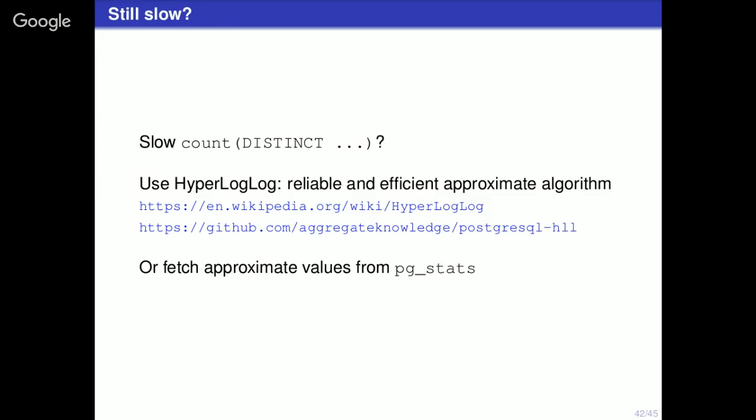Another idea is to use statistics. Statistics is what you are seeing in explain. When you do explain, you can either parse the explain output or query the pg_stats table, the system statistics table. It is quite reliable, but a bit outdated if your analyze runs not so often.